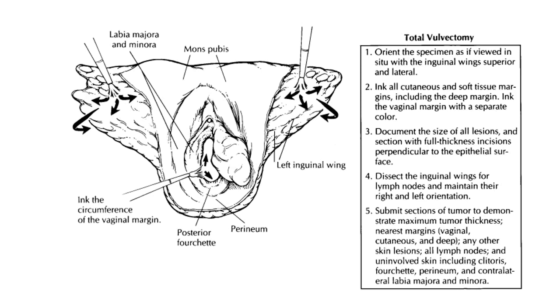Submit sections of tumor to demonstrate maximum tumor thickness. At least one section you must take, taking the maximum tumor thickness, along with the nearest margins, whether it's a vaginal margin, cutaneous margin, or deep margin. Note and take section if any other skin lesions are present. You have to submit all the lymph nodes along with section from the uninvolved skin, including clitoris, perineum, and contralateral labia majora and minora.